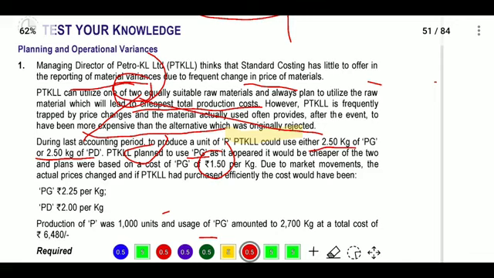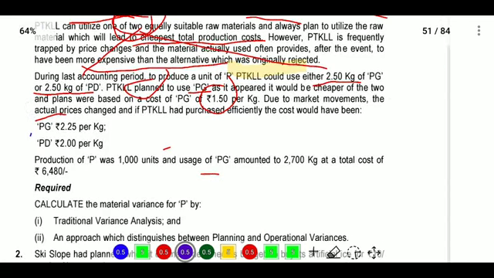Next, due to market movement, they are providing the actual prices. What is the actual price at which it was purchased? The cost would be 2.25 in case of PG, and in case of PD it will be 2 rupees per kg. So we purchased PG, which was budgeted at 1.5, and now the PG value will be 2.25. If you go for PD, we have 2 rupees only.